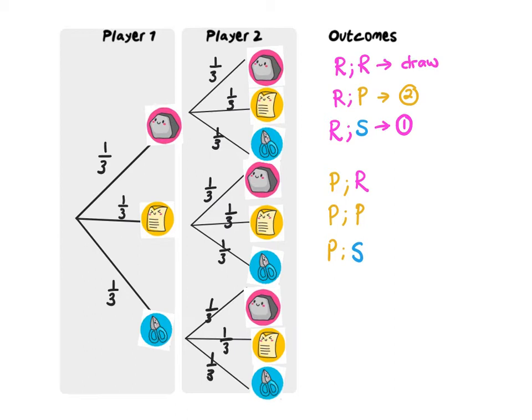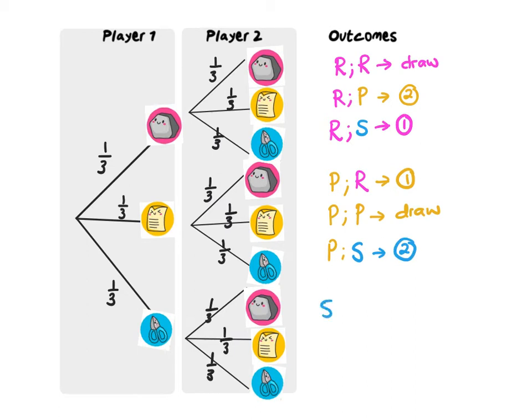By now you should know that paper wins over rock, so that means player 1 wins there. 2 papers would be a draw, so nobody wins. And paper and scissors means that player 2 wins. Let's go on to the last one.